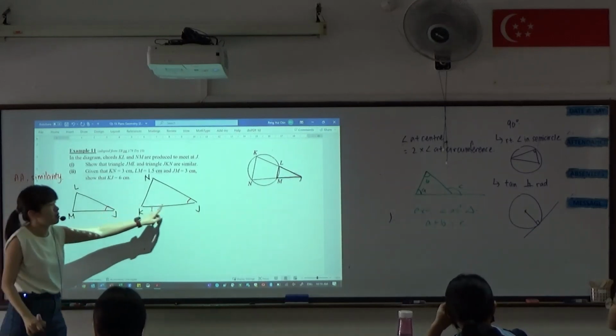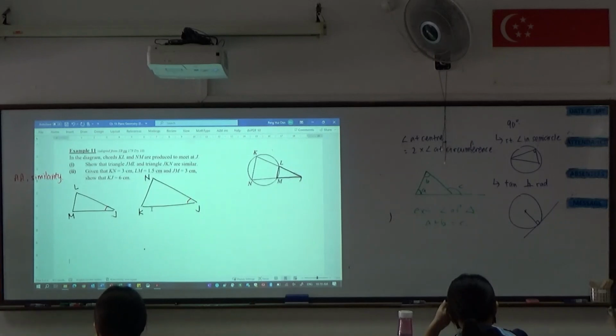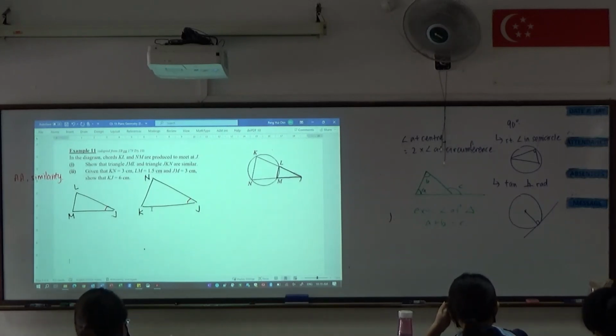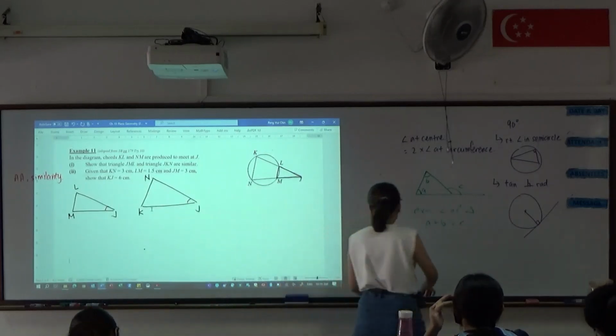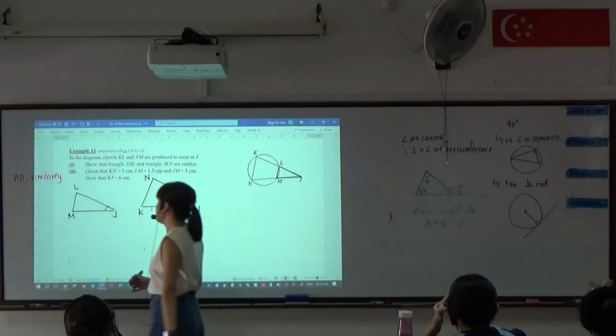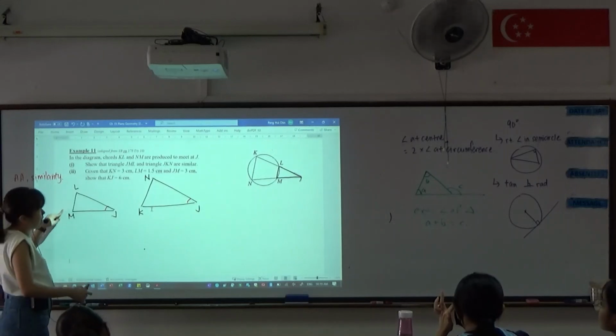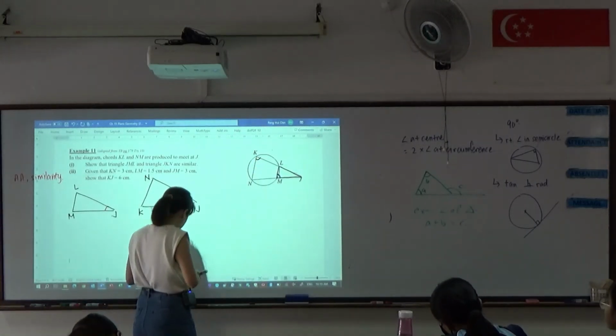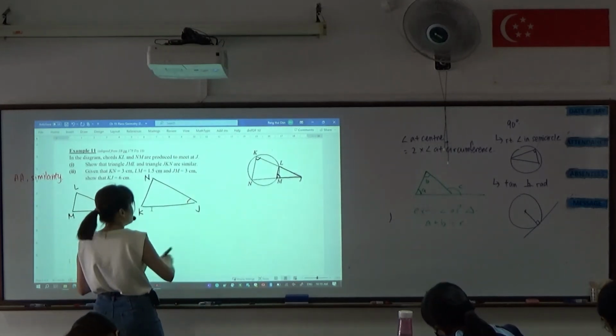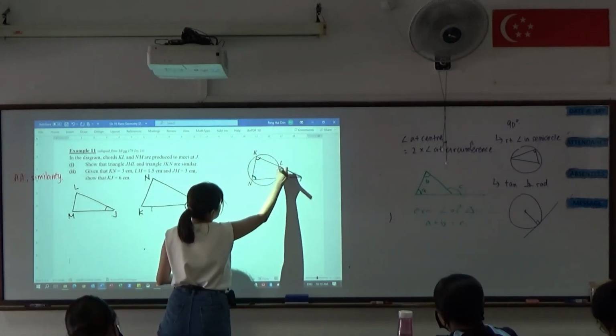We have one pair of corresponding angles already. Now the task is to find out the other pair of similar angles, or rather same angles. So we know that one pair will either be M and K. So M is over here and K is over here. And the other pair would be N and L.